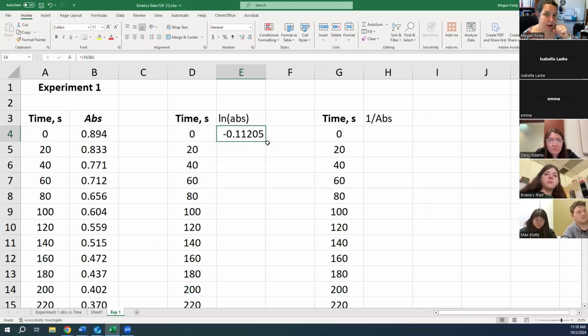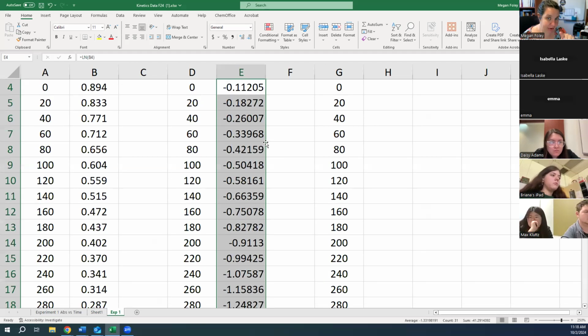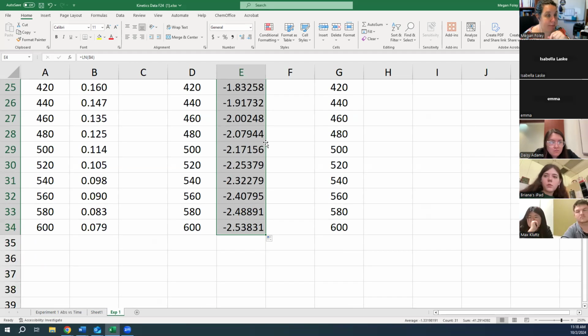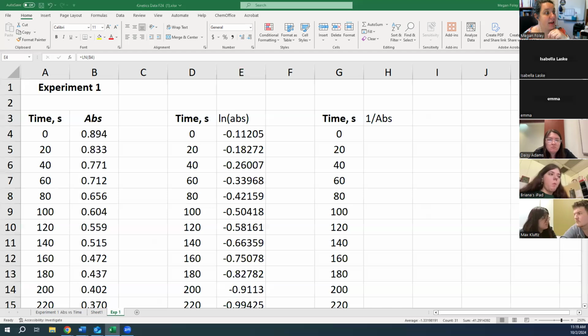If you see right here, there's a little box at the corner of this box. I'm going to double click on it and cause that calculation to go all the way down. So it's going to take the natural log of all of my absorption values from my B column. Okay. When you create your conversion factor, you put what you want at the top and you put what you have. That way what you have goes away.